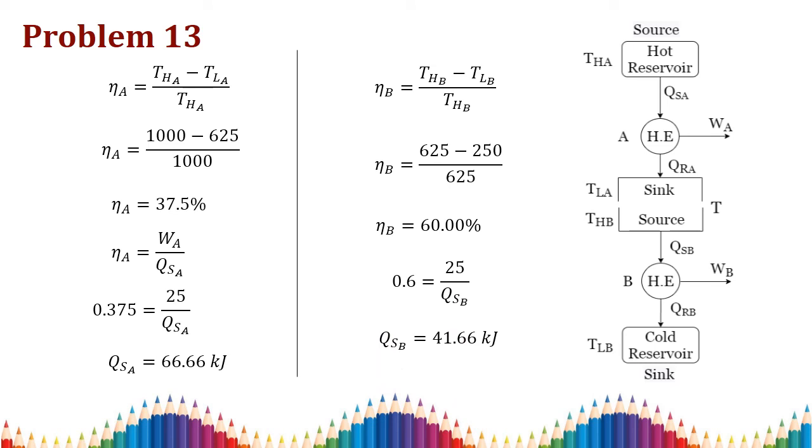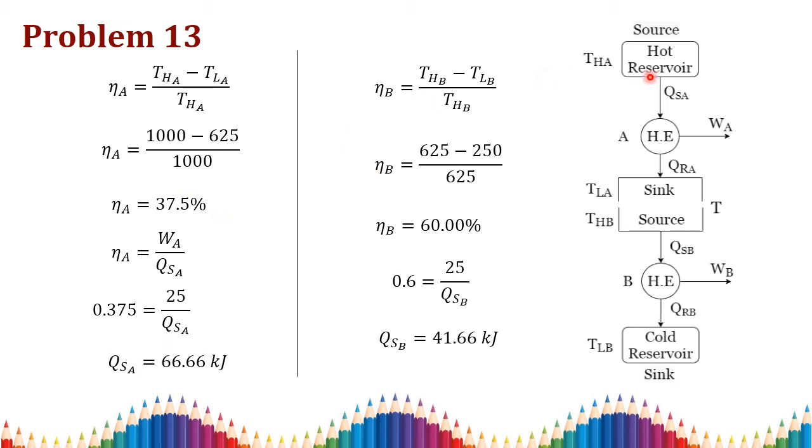Then the efficiency of heat engine A will be THA minus TLA divided by THA. We know all these temperatures. This intermediate temperature T is equal to TLA, which we found in the previous slide. Substitute those values to get the efficiency of heat engine A as 37.5%.